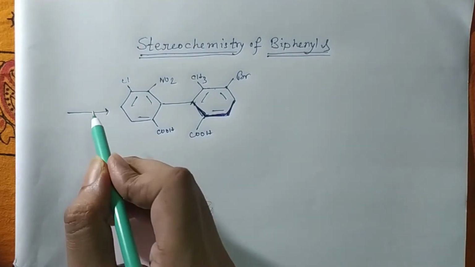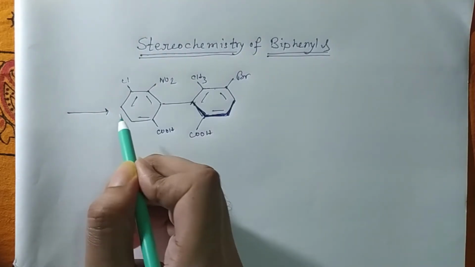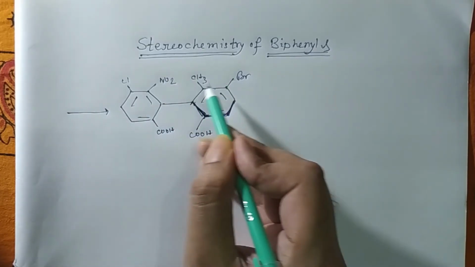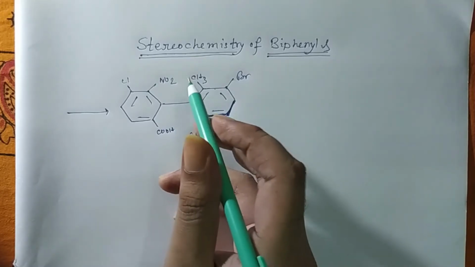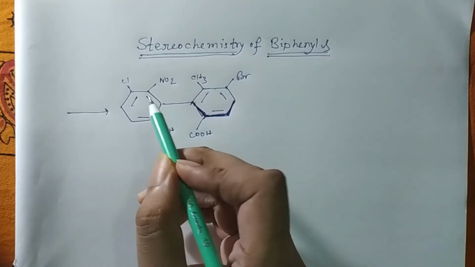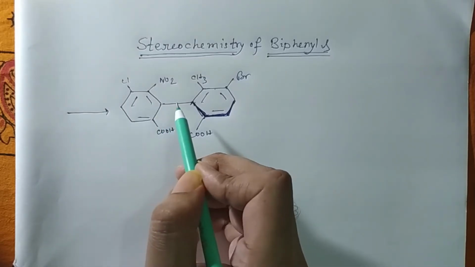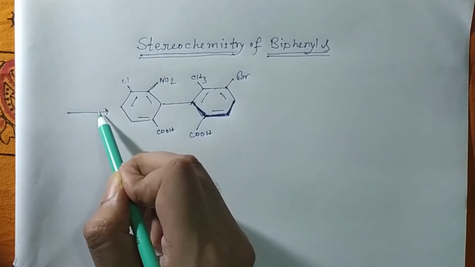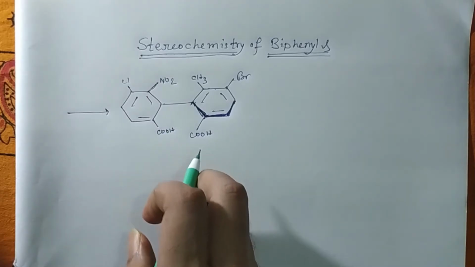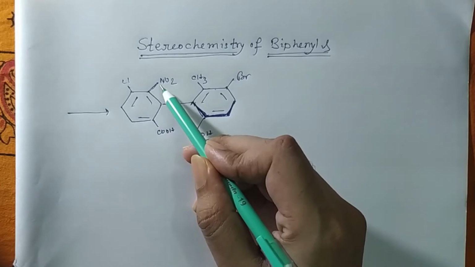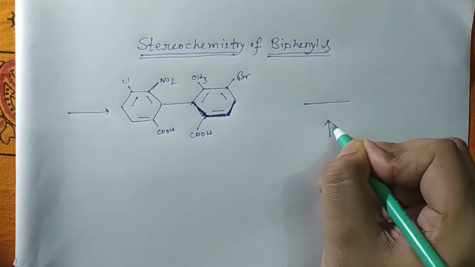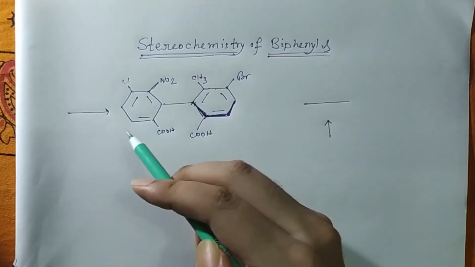Now what happens if you look from this end? We have to think of this as an axis. If you look along this axis, the ortho groups are quite bulky and there is no vertical plane of symmetry, so this molecule is chiral. Now we have to determine whether this is R or S. If you look from this direction, the nitro group is left of this axis or arrow, and the carboxyl group is right of this arrow. So I am seeing these two ortho groups at first. These are on the plane of the paper, and this is the arrow representing the axis.